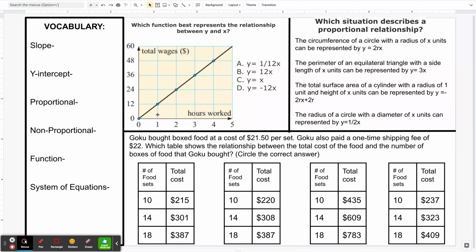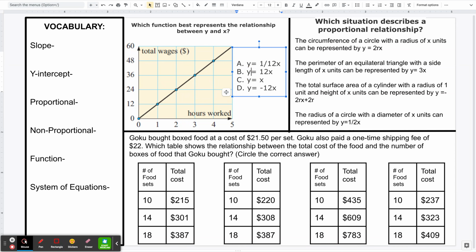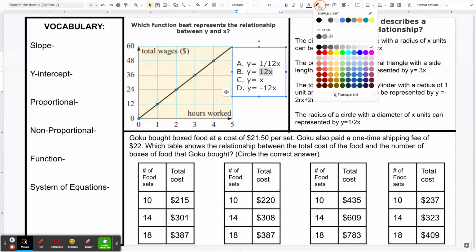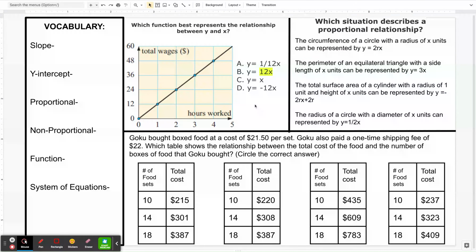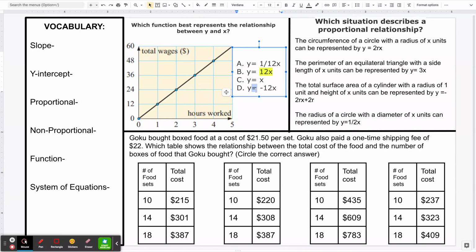But we know that our rate goes up 12 and over 1. Again, our rate goes up 12 and over 1. So our change in y is 12, and our change in x is 1. Well, the only one that shows that is B. So the answer has to be B, just based off that. But other logic you could have used is that it's not negative. This graph is not going down, it's going up. So just because of that, D had to be out. Like, D just doesn't make any sense at all.